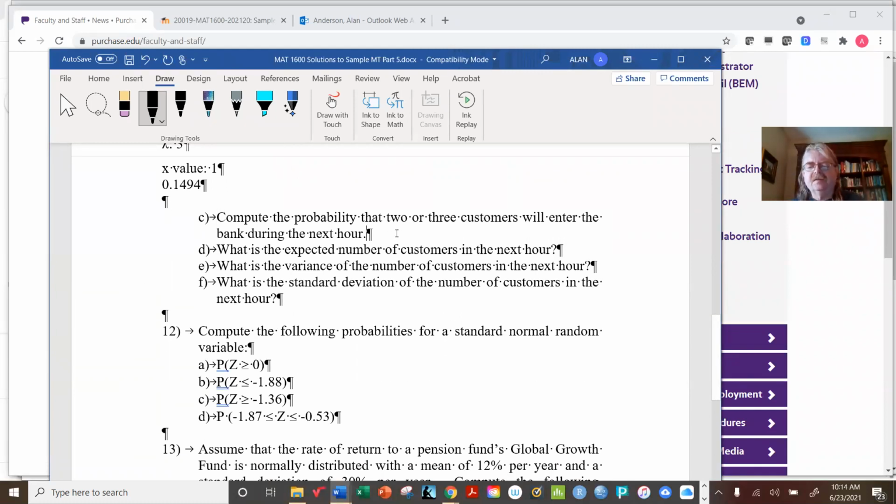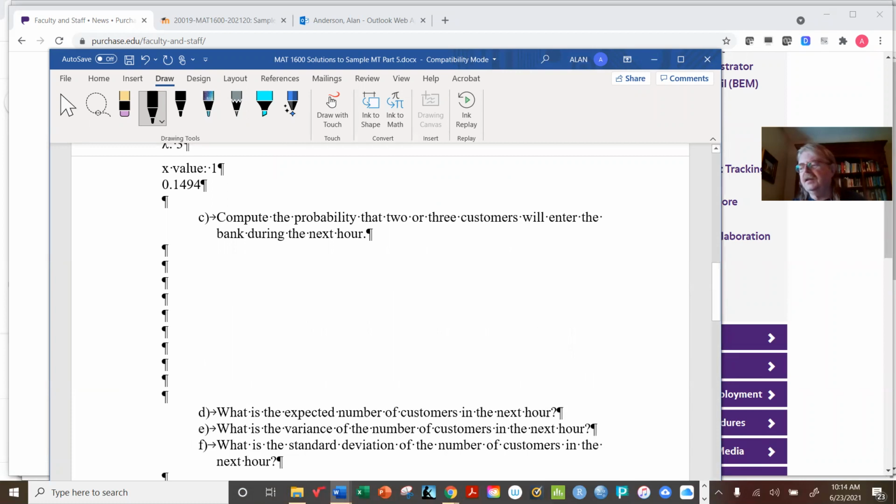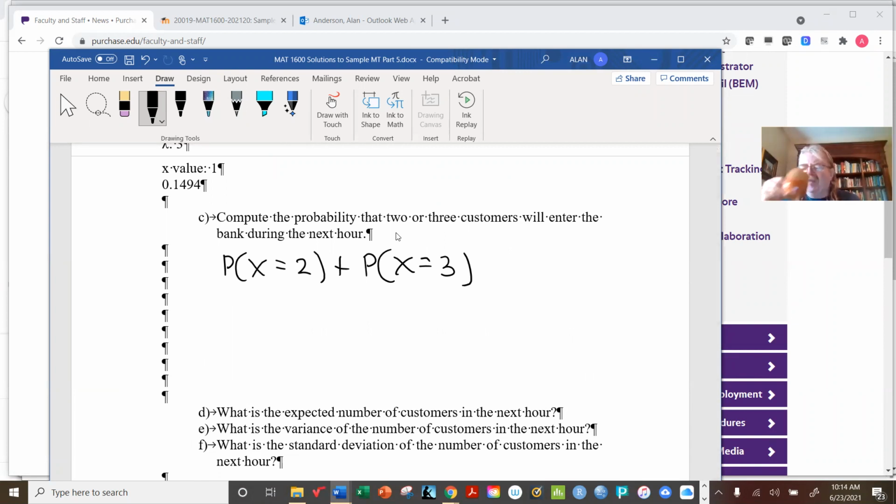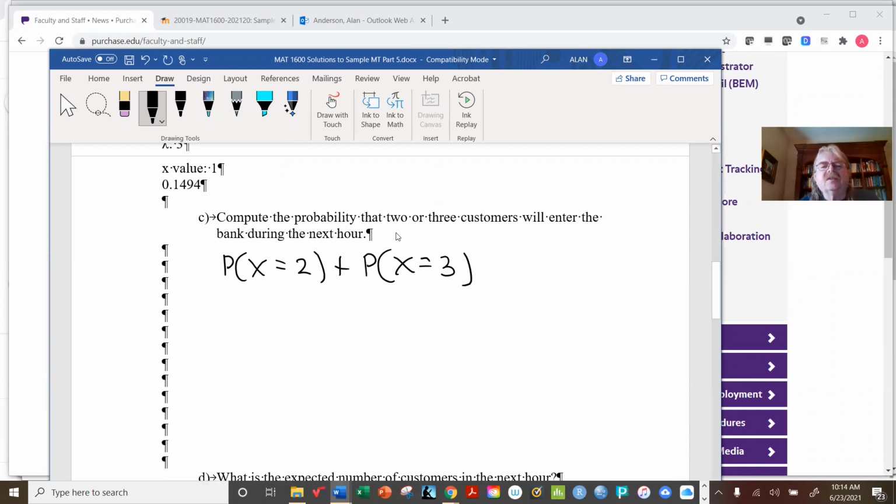Now for C, this one's a little bit different because what's happening is they're asking us for the probability that 2 or 3 customers enter the bank during the next hour. So they're asking us for this. All right, so that means we have to do 2 probabilities and add them up. All right, so when you see the word or like that, it means you're adding 2 mutually exclusive probabilities together, because you're technically doing a union here. You could think of this as, let's say x equals 2 union x equals 3, and then you're combining them.